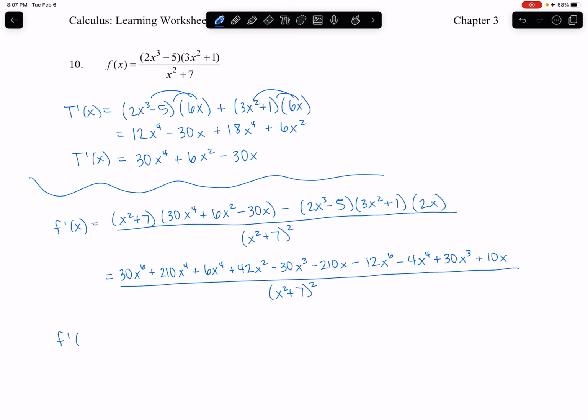Last thing we can do is combine like terms in that numerator. So we will have 18x to the 6th, 212x to the 4th, 42x squared, and minus 200x over x squared plus 7 squared. And that's it for today.